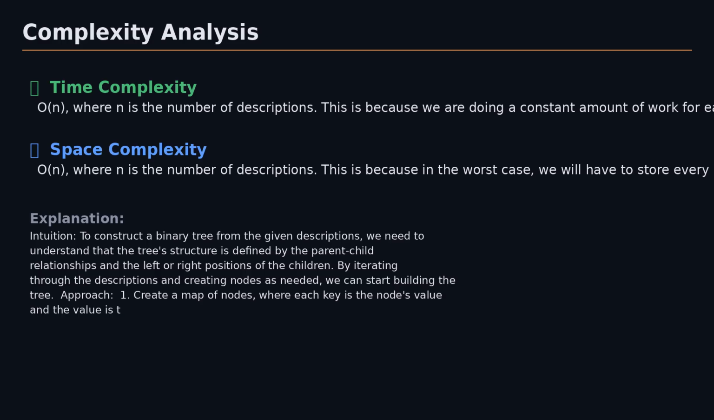The time complexity of this solution is O(n), where n is the number of descriptions. This is because we're doing a constant amount of work for each description. And in the worst case, we have to iterate through all descriptions twice, once to build the tree and once to find the root. The space complexity is also O(n), where n is the number of descriptions. This is because in the worst case, we have to store every node in the map, and the number of nodes will be equal to the number of unique values in the descriptions.